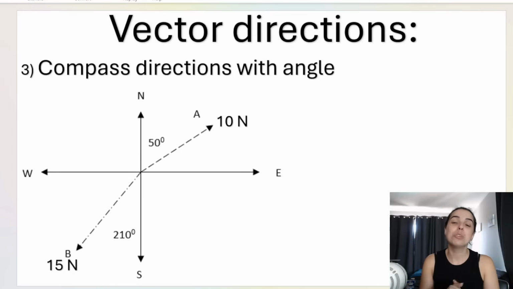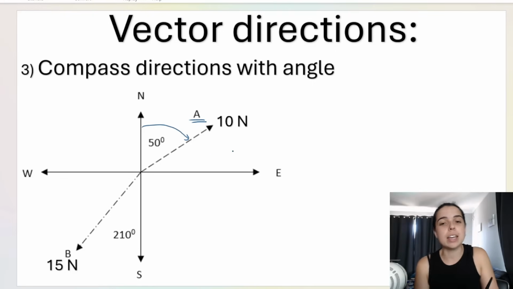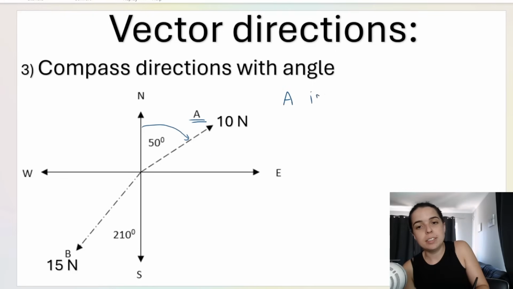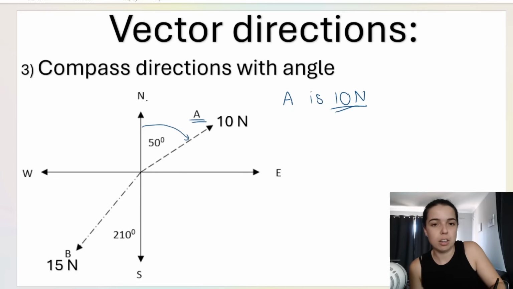In our third method, we're going to be looking at the compass directions with an angle. So how do we do this? In this example, I want to give the direction for vector A. Vector A is this dotted line over here. I'm given an angle of 50 degrees over here. So what I could say is vector A is 10 newtons. 10 newtons is the magnitude, that's not the direction. The direction cannot be north of east.